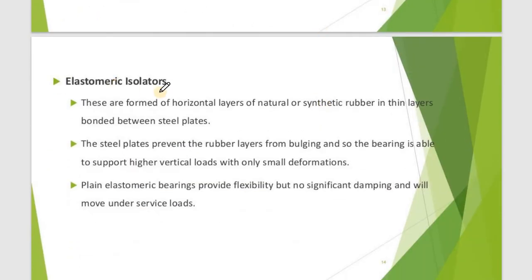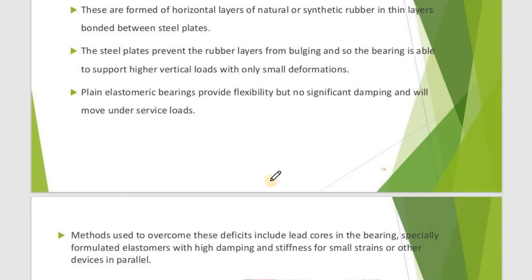Elastomeric isolators are formed by horizontal layers of natural or synthetic rubber in thin layers between steel plates, bonded by steel plates. The steel plates prevent the rubber layers from bulging, and so the bearing is able to support heavy loads. Plain elastomeric bearing provides flexibility but no significant damping and will move under service loads.